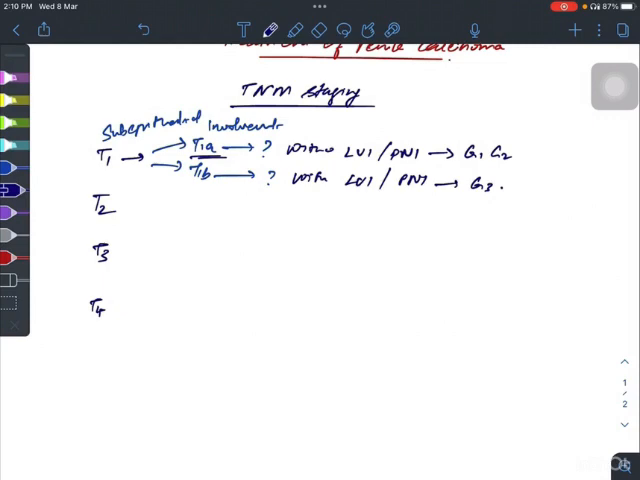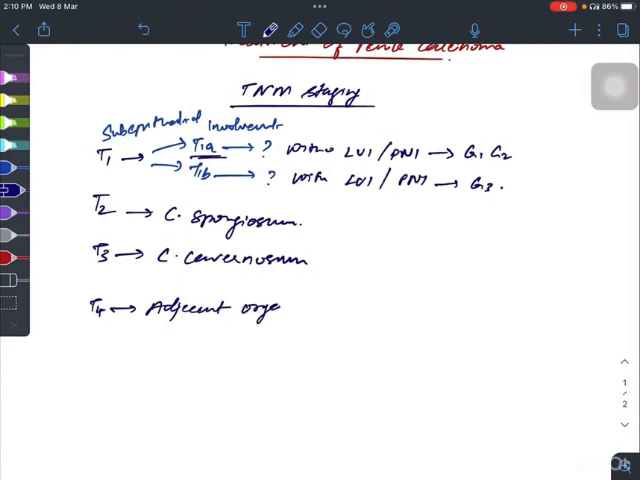Coming to the T2, T2 is when the cancer involves the corpus spongiosum. T3 it involves the corpus cavernosum. In T4 it involves the adjacent organs. What are the adjacent organs? These are the prostate, scrotum and pubic bones.